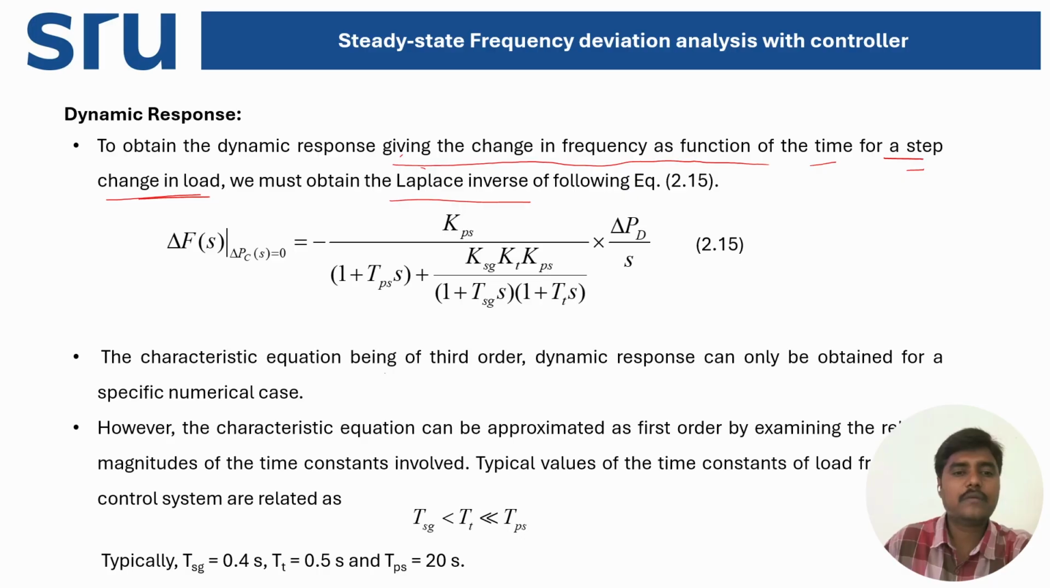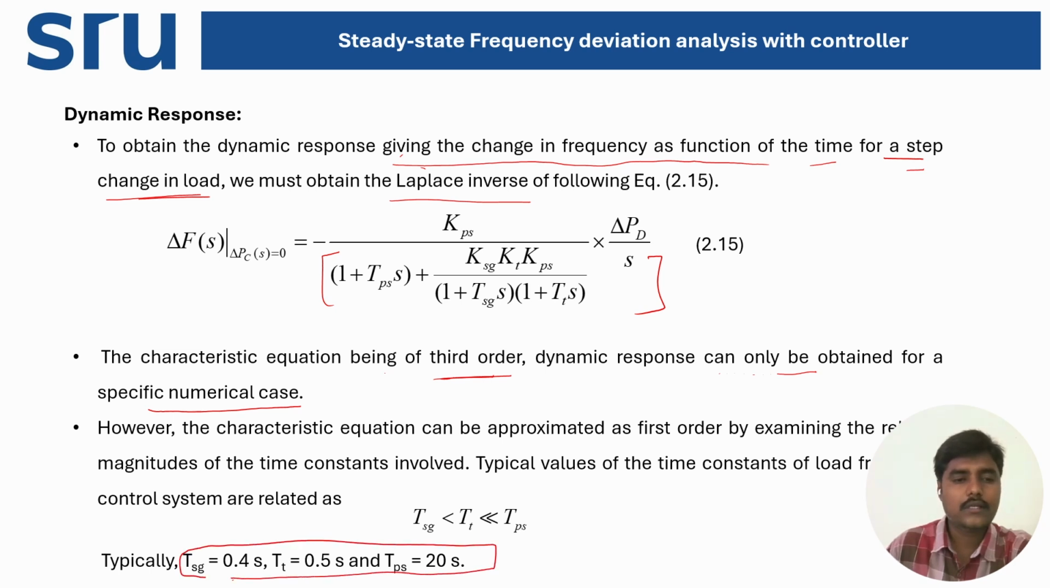So the characteristic equation being of third order, now you can see here the denominator equation. It is of having highest power 3 for S. So that's why it is third order system. The dynamic response can only be obtained for a specific numerical case. So that's why we are going to substitute the typical values of time constants, TSG as 0.4 second, TT as 0.5 second, and TPS as 20 second. And here you can observe the TSG is much lower than TT and which is much lower than TPS as well.